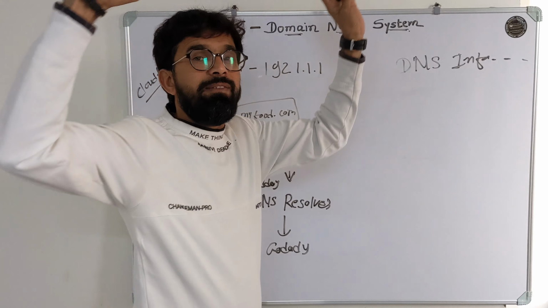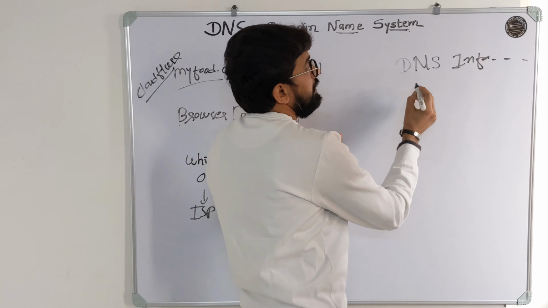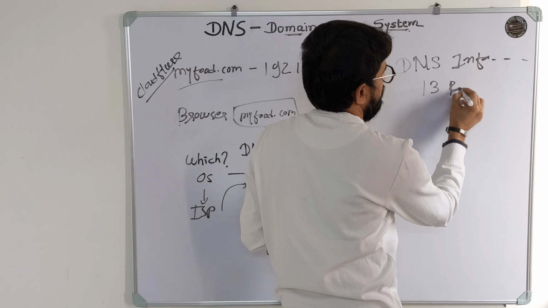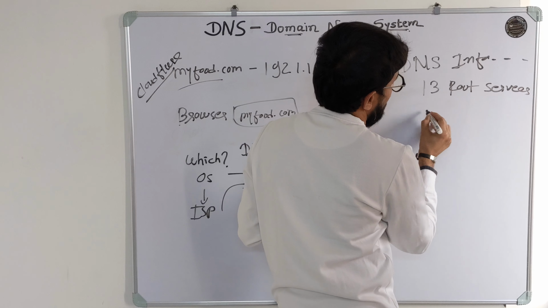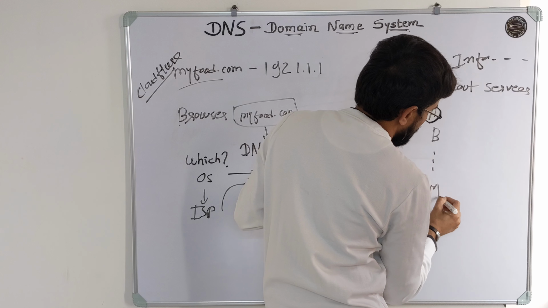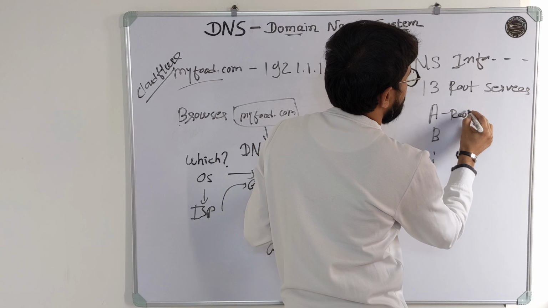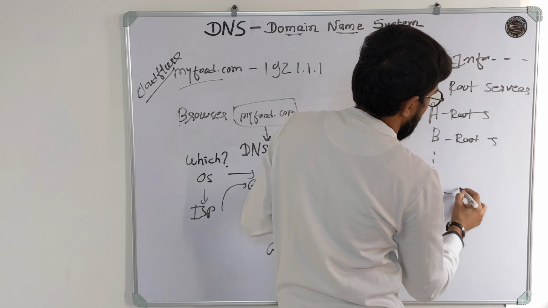The root server is the top level in the DNS hierarchy, and in the world, as of now, there are 13 root servers. They are named from A, B, to M. So it's called the A root server, B root server, up to the M root server.